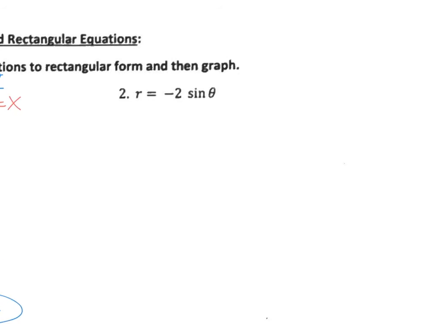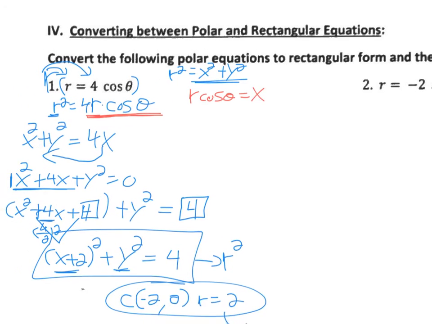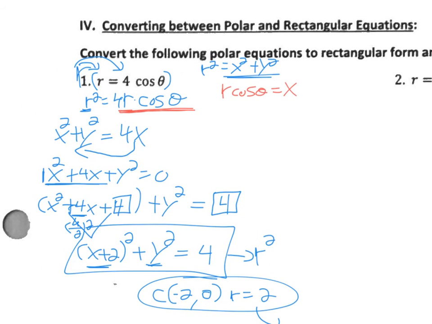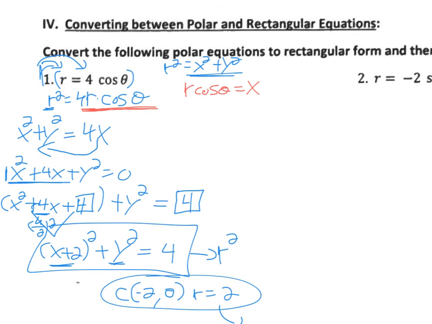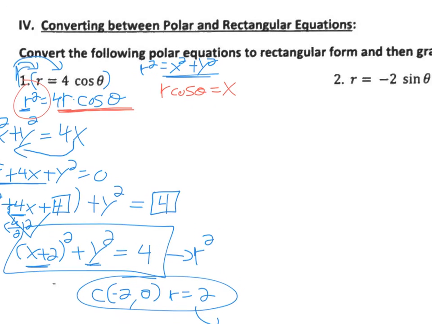Now, you guys, you can literally look at number 1, and I'm going to do the same exact steps. So you can see the first thing I did was I multiplied both sides of the equation by r, so I got this r squared right there. I'm going to do the same exact thing for number 2.